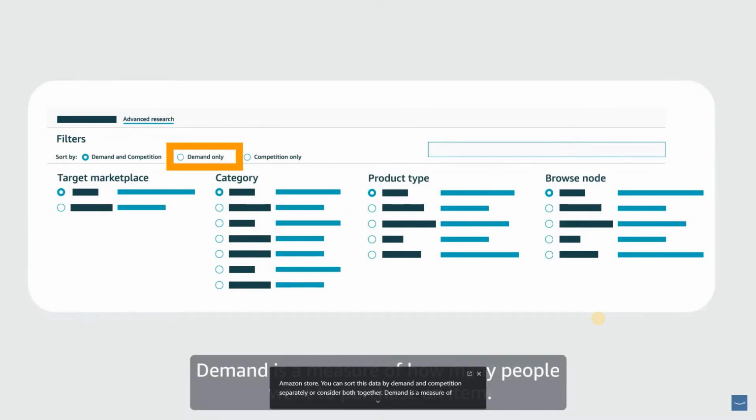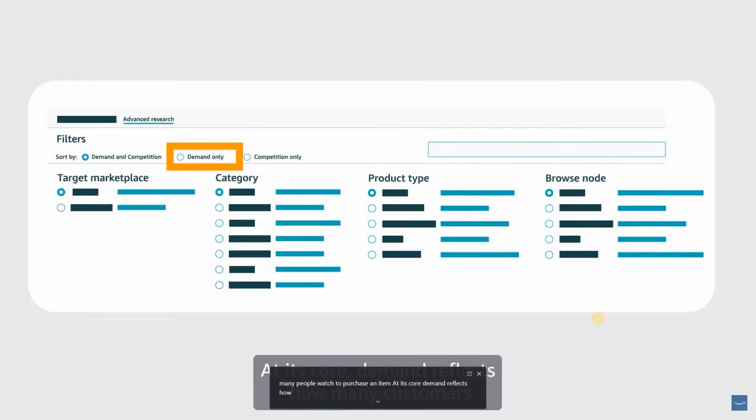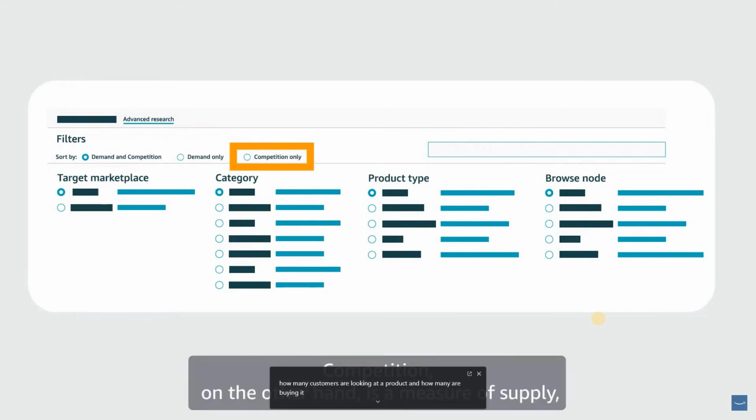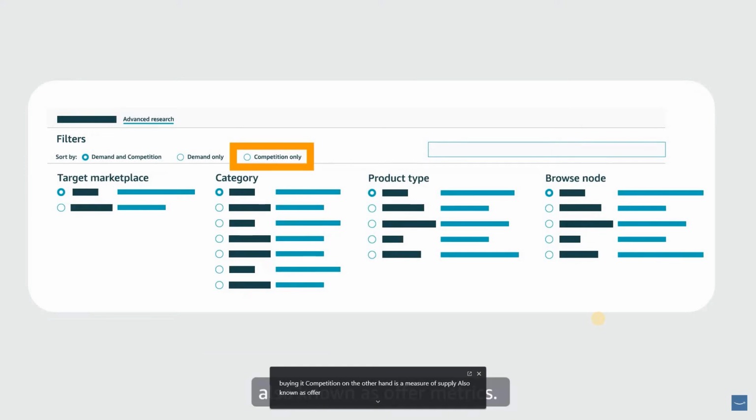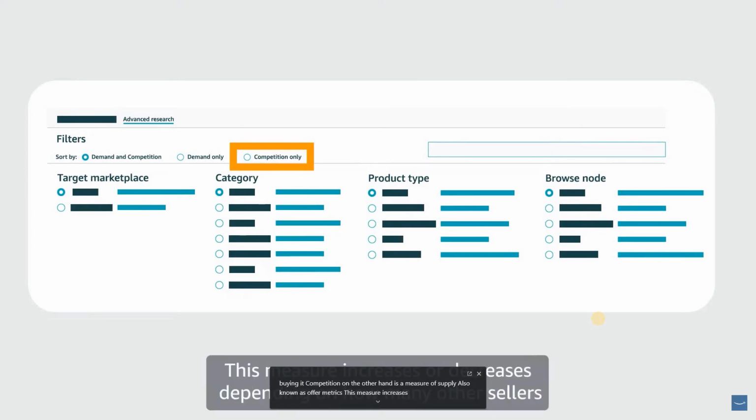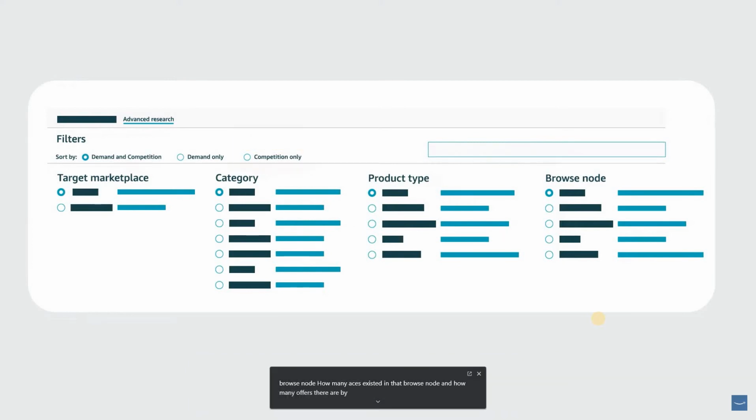Demand is a measure of how many people want to purchase an item. At its core, demand reflects how many customers are looking at a product, and how many are buying it. Competition, on the other hand, is a measure of supply, also known as offer metrics. This measure increases or decreases depending on how many other sellers are offering products in that browse node, how many ASINs exist in that browse node, and how many offers there are by ASINs.